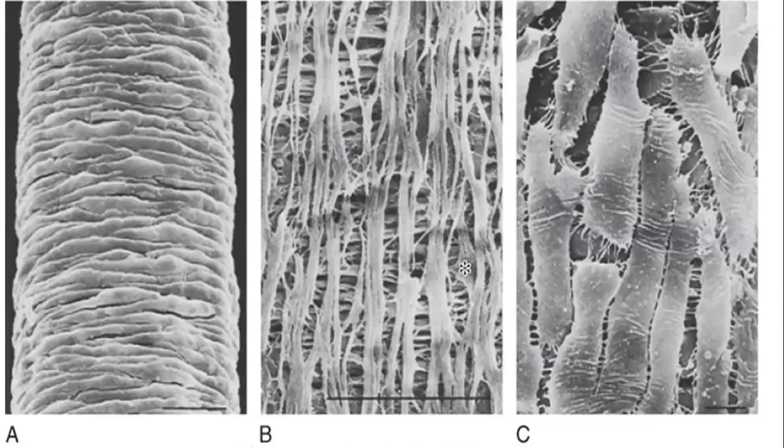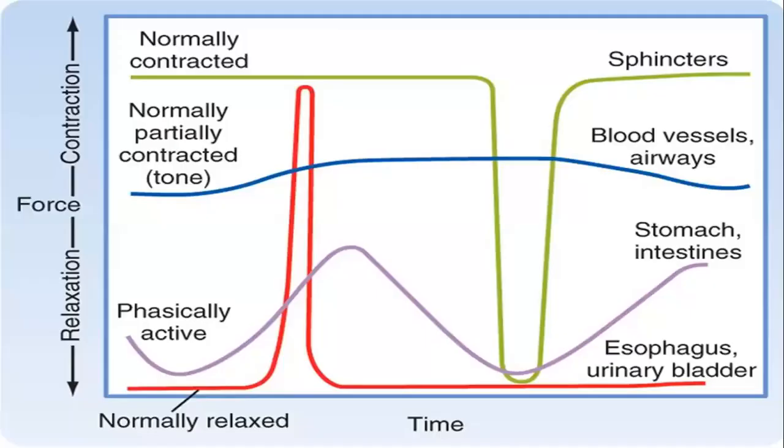Now, you can see in this picture, A is a muscular arteriole with fusiform smooth muscle cells in circular orientation. B is superimposed images of circular and longitudinal layers of intestinal smooth muscle. C is rectangular smooth muscle cells with thin projections to adjacent cells in a small testicular duct. So you can see different types of smooth muscles present in different organs.